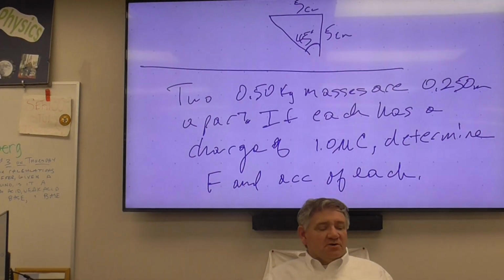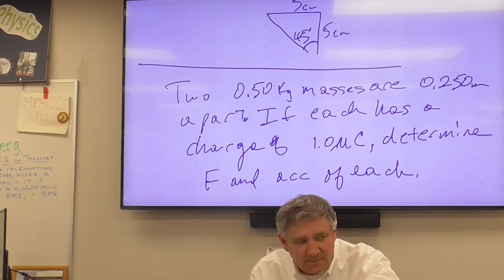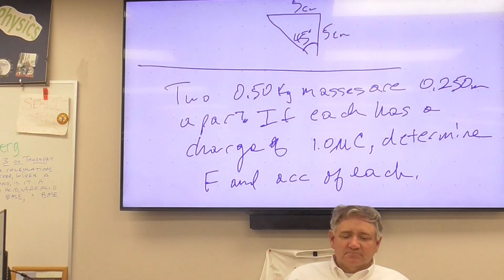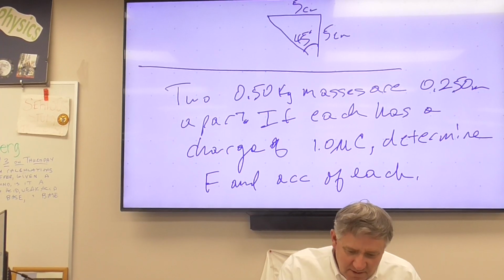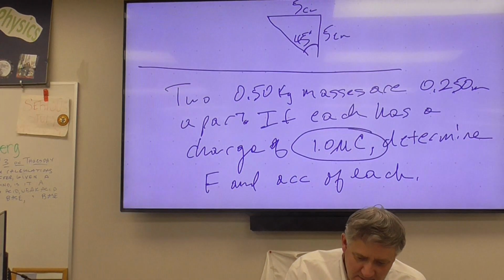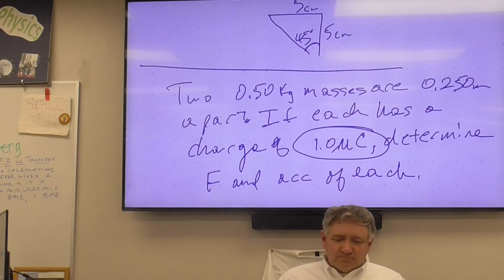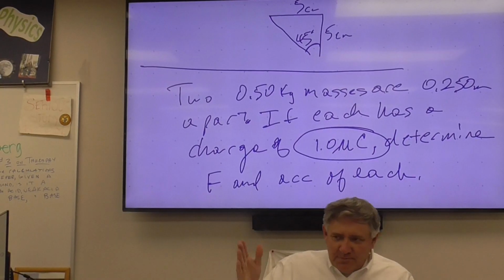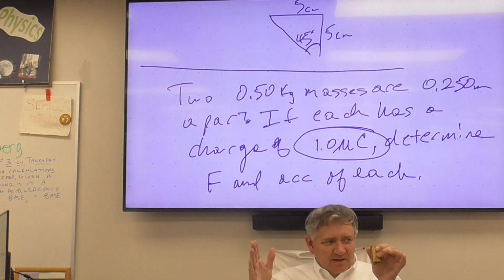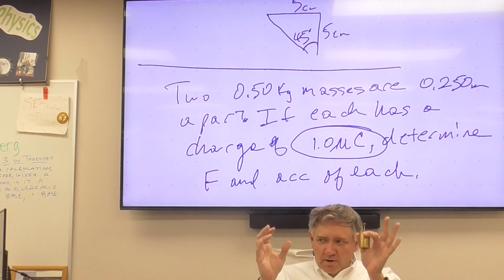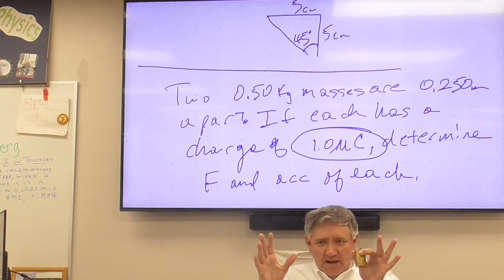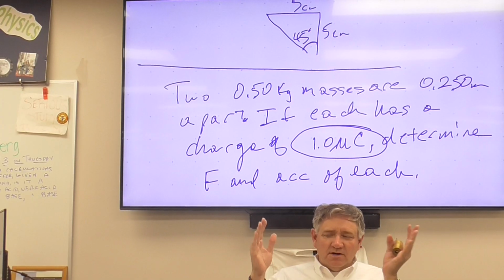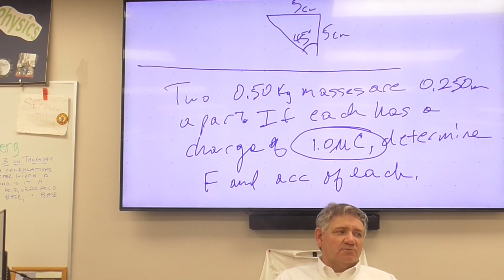Okay, so imagine this. You have 2.5 kilogram masses. They've both been charged to 1 microcoulomb, 10 to the negative 6, and they are 0.25 meters apart. We're going to hold them here, and then we're going to let go of them. And I want to find the force acting on each one and the acceleration acting on each one.